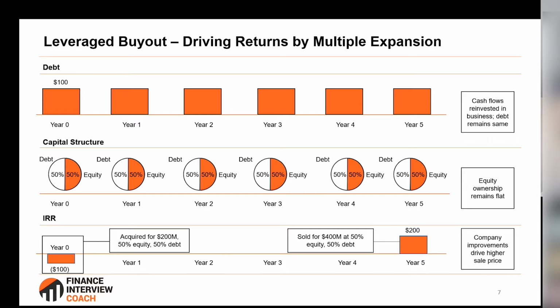When would it happen? Well, when a PE firm jumps in and fixes a bunch of problems and turns the thing around, selling this company is worth more on a multiple basis than it was before because it's more attractive. You fixed all the problems.